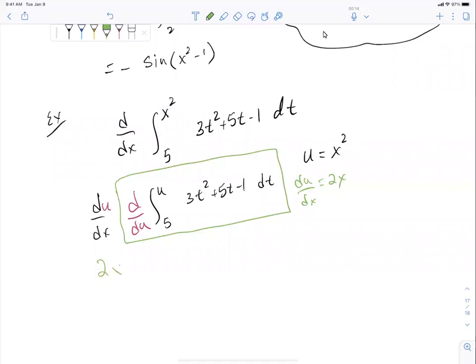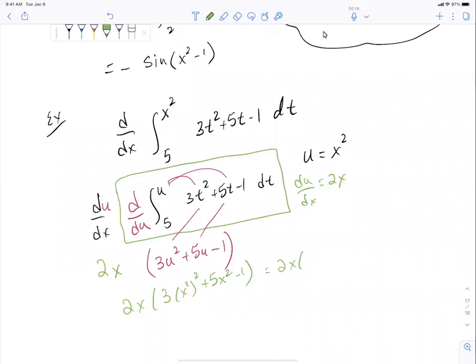So now I have 2x for the first part, and the rest is the fundamental theorem of calculus, which is 3u squared plus 5u minus 1. You put u everywhere there is a t. But u is not your variable, x was your variable. So you have 2x times 3(x squared) plus 5(x squared) minus 1. Ta-da. So that's how you handle it.